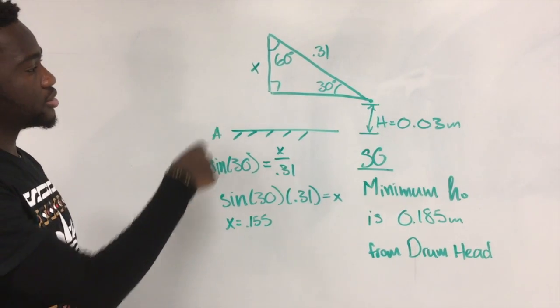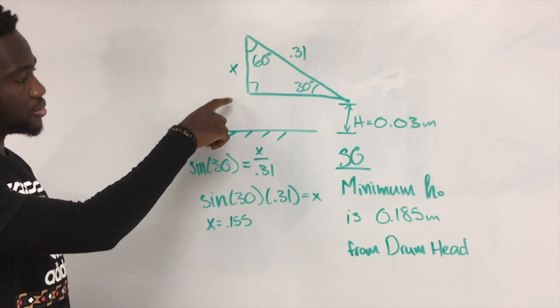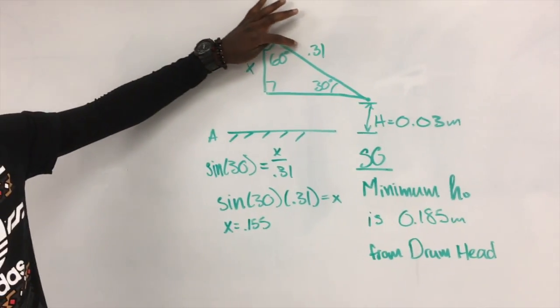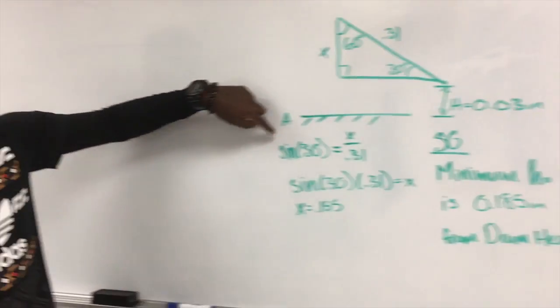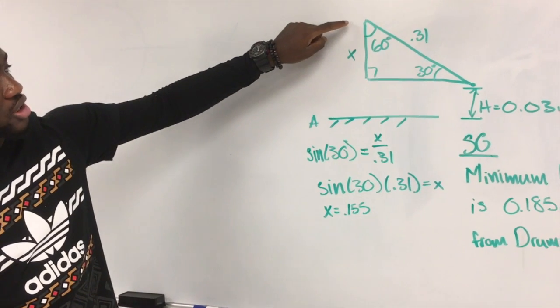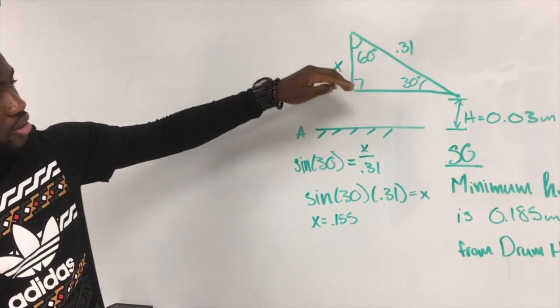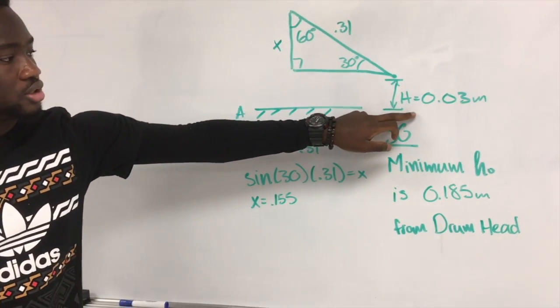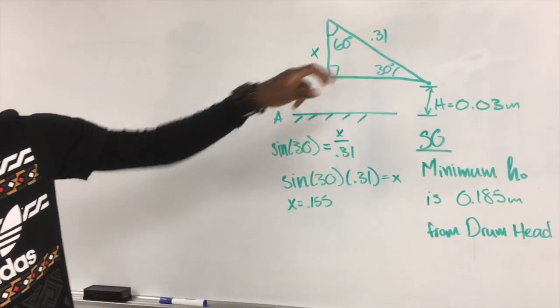So this is how we determine the minimum height of the drumstick at a 30-degree angle, and the length of the stick is 0.31. So we use SOHCAHTOA to determine the x, which is the distance from the horizontal axis to the top of the drumstick, and then we add a 0.3 meter distance to that.